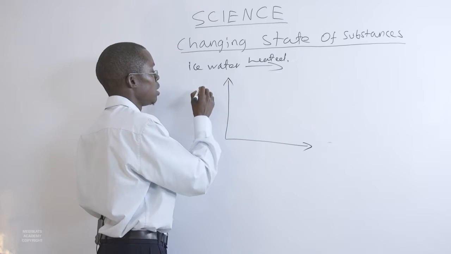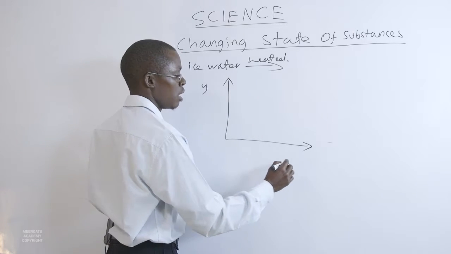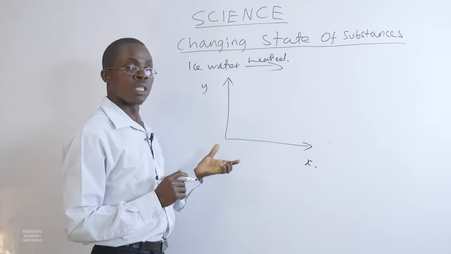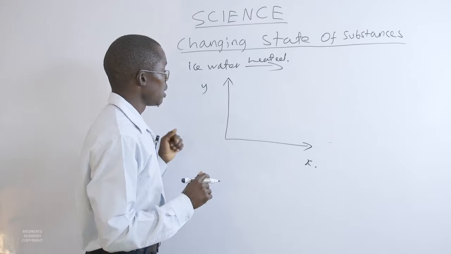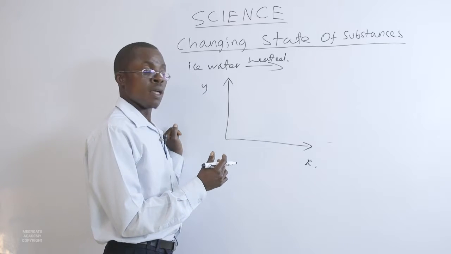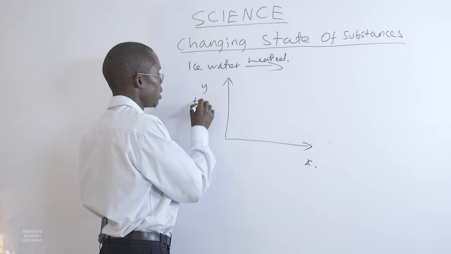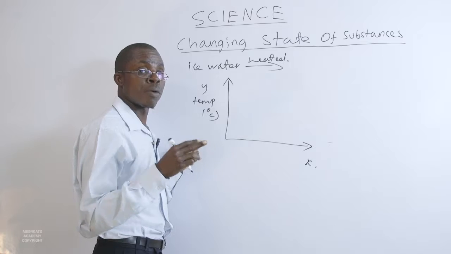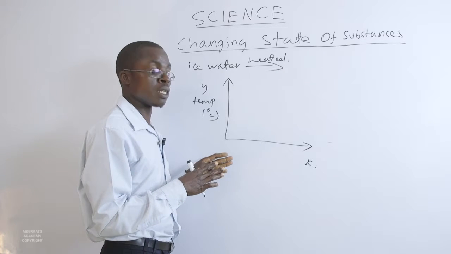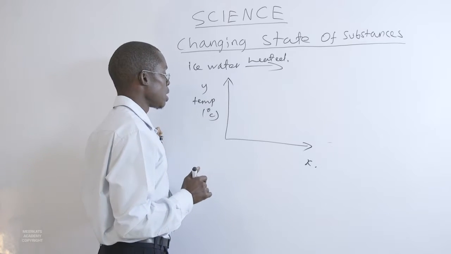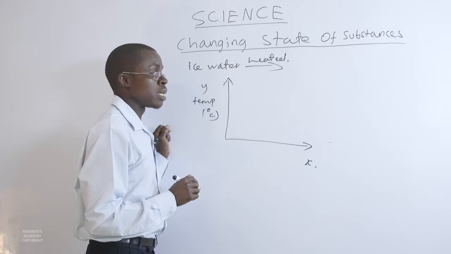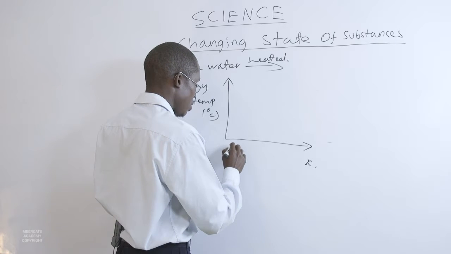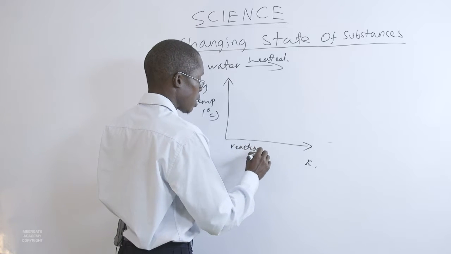A graph has the y-axis, which is this one, and the x-axis. Now, on this one, you have to state the temperature. So we shall have our temperature on the y-axis, which is in degrees centigrade. Remember, we have two scales, the Kelvin scale and the Celsius scale. So we are using the Celsius scale. Then, this other part, we have the reaction path.